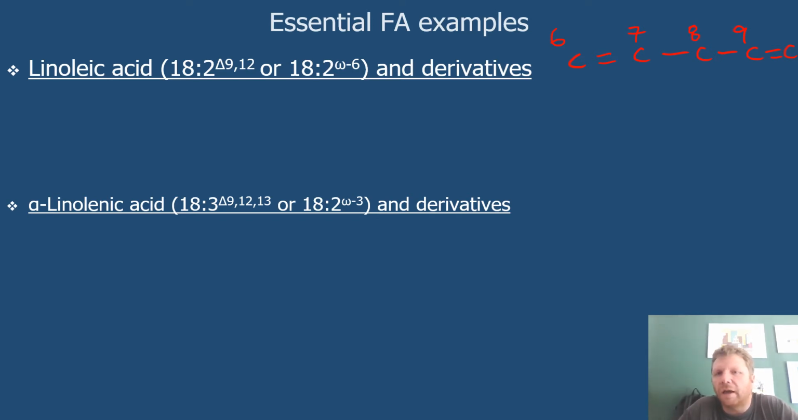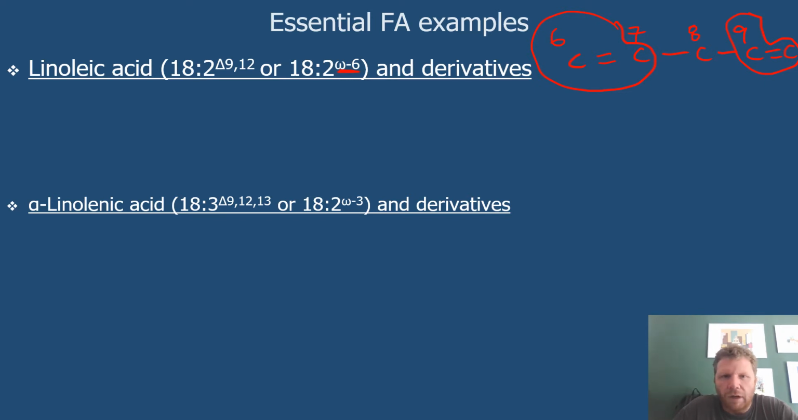So we'd be able to say if we have an omega-6, that means that we've got a double bond at carbon number 6, and then another double bond at carbon number 9. That's the patterning that we can accept with the omega numbering scheme.